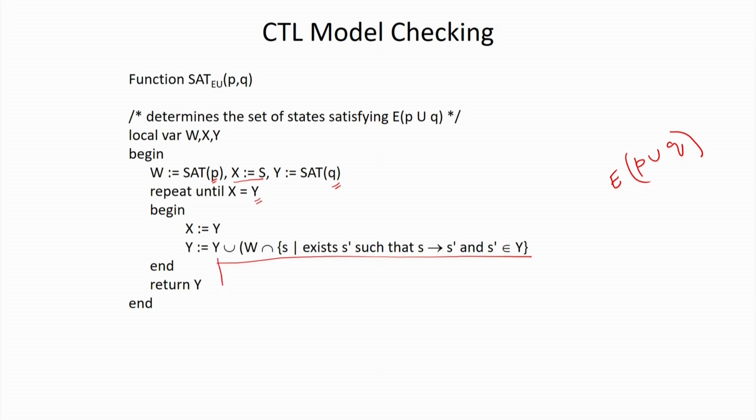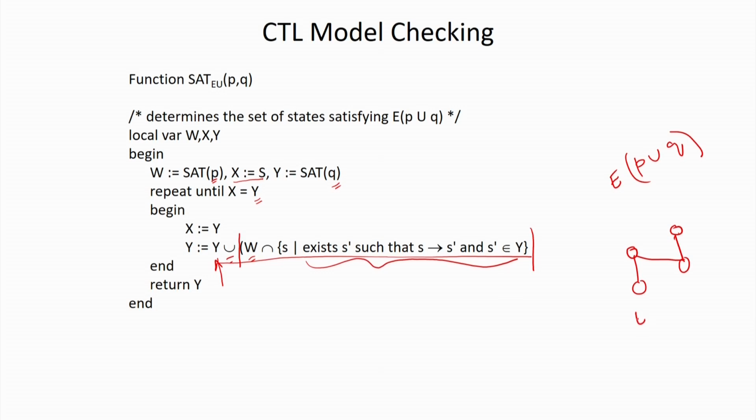So, y union, and what sort of states are we going to take? We are going to collect those particular states which satisfy this particular property. That means, at least there is one transition to the set y, and after that intersecting with w, that means where p is true. So, we are going to look for such a scenario.